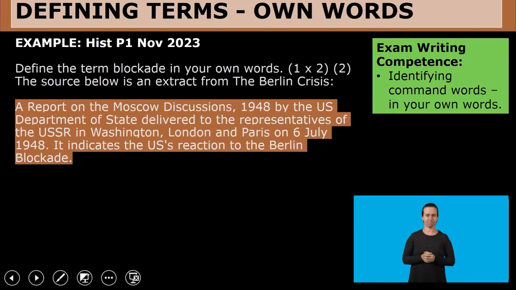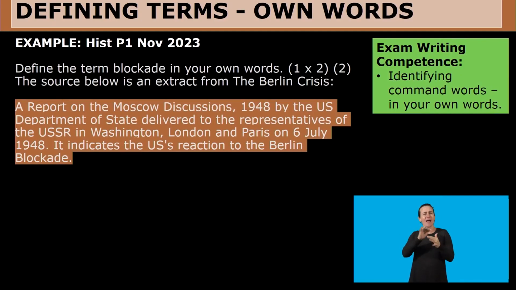Now, let's look at an example from a past paper to help you understand how to apply this skill in an exam situation. This is a question from paper 1, 2023. It says, define the term blockade in your own words. I keep going back to that because if you don't define it in your own words and you use the words that are in the source, you will lose the marks.